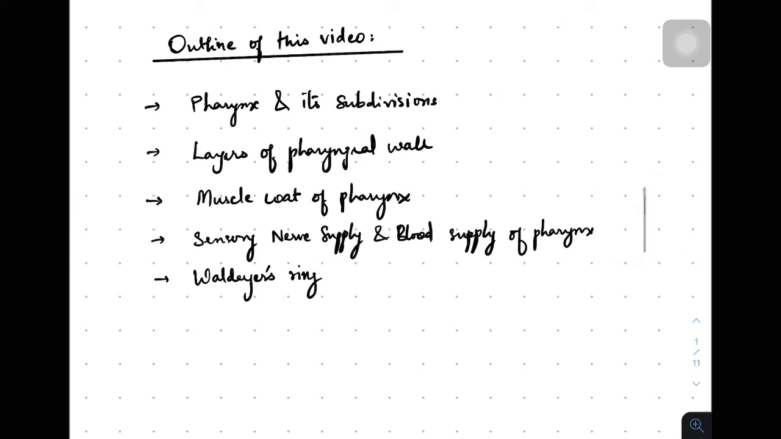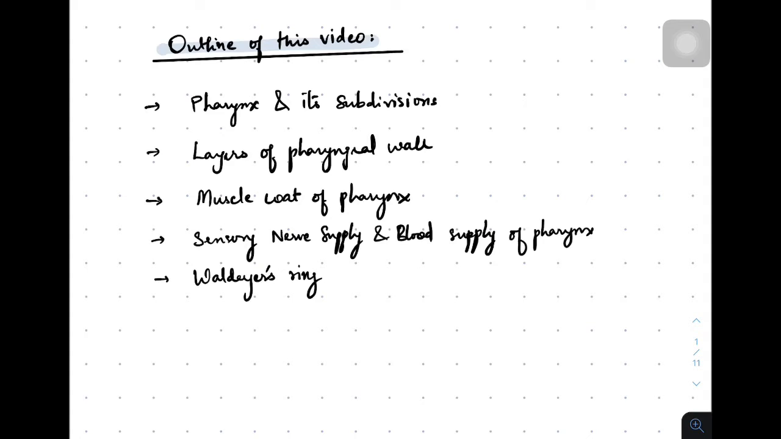So this is the outline of today's video. First we'll talk about the pharynx and its subdivisions, then the layers of the pharyngeal wall, then the muscle coat of the pharynx, then the sensory nerve supply and blood supply of the pharynx, then the Waldeyer's ring.